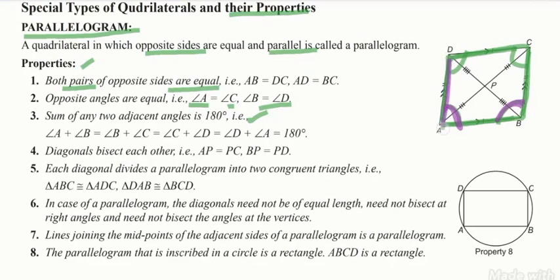Why? Because these lines are parallel. So AD and BC are parallel. This is your transversal. So A and B are co-interior angles. The sum of the co-interior angles is equal to 180, we know very well. So similarly, B plus C, C plus D, D plus A are also equal to 180 degrees. Next one, diagonals bisect each other.